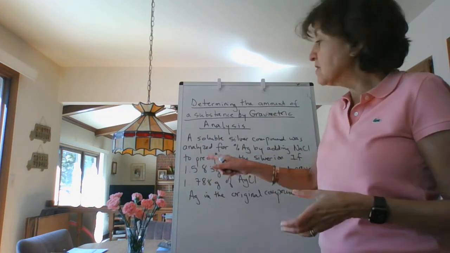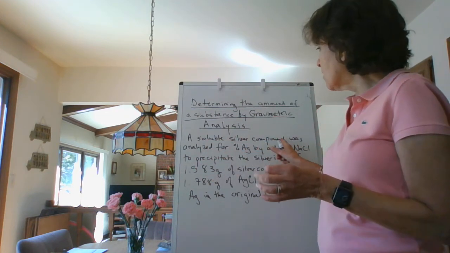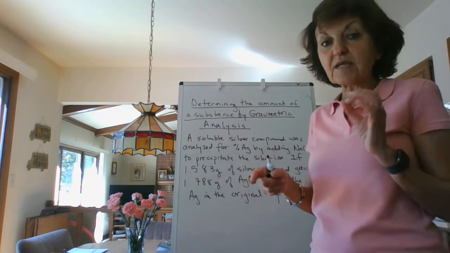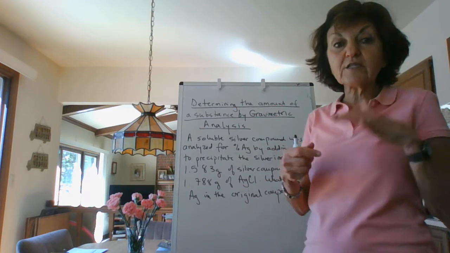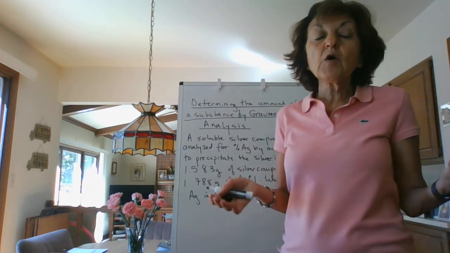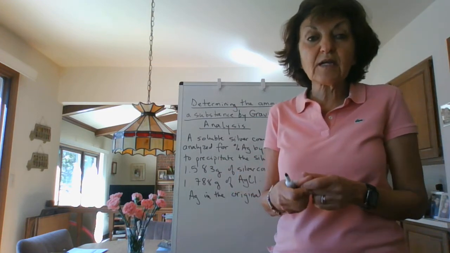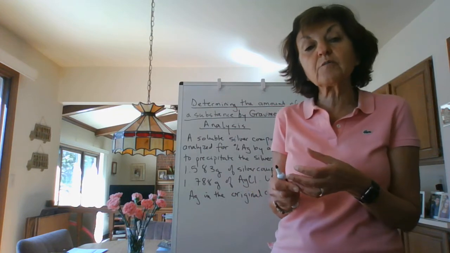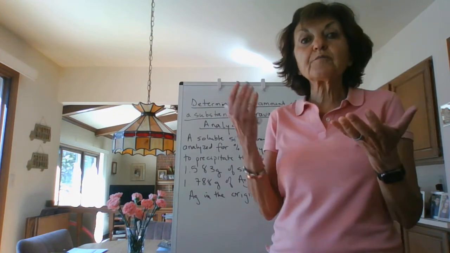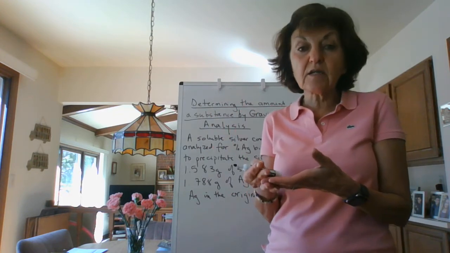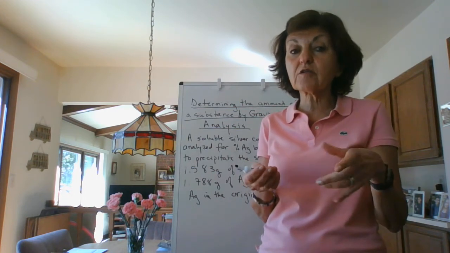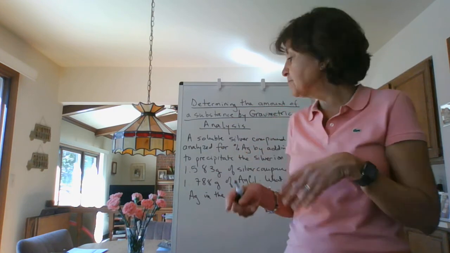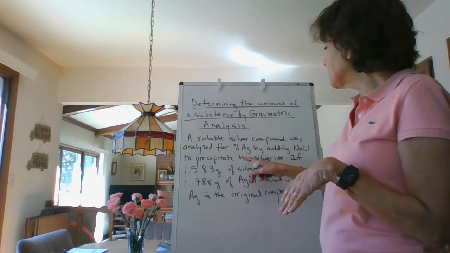So our scenario, a soluble silver compound was analyzed for percent silver. How did we do that? By adding sodium chloride to precipitate out the silver. Why would the sodium chloride precipitate out the silver? Because you remember your solubility rules. Silver plus chloride forms silver chloride, an insoluble precipitate. Remember how chlorides are all soluble unless they're hooked up to silver, mercury, lead? Okay, so precipitate the silver ion.